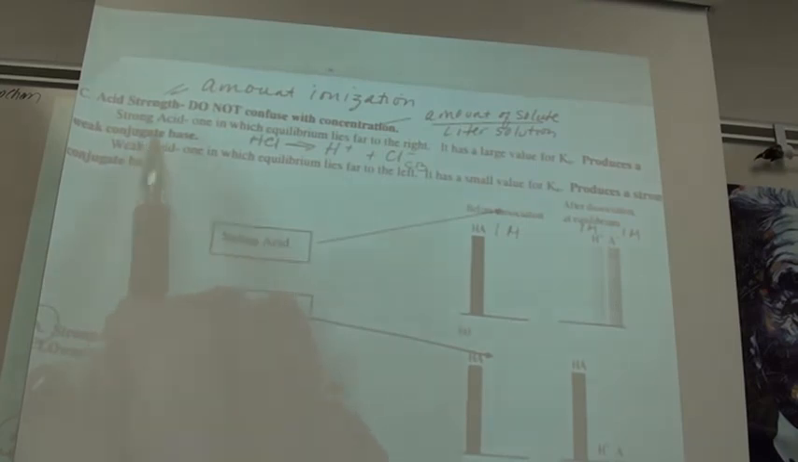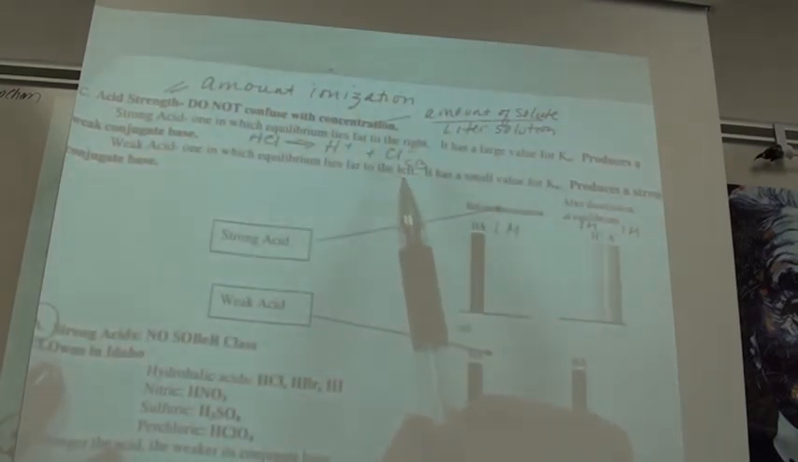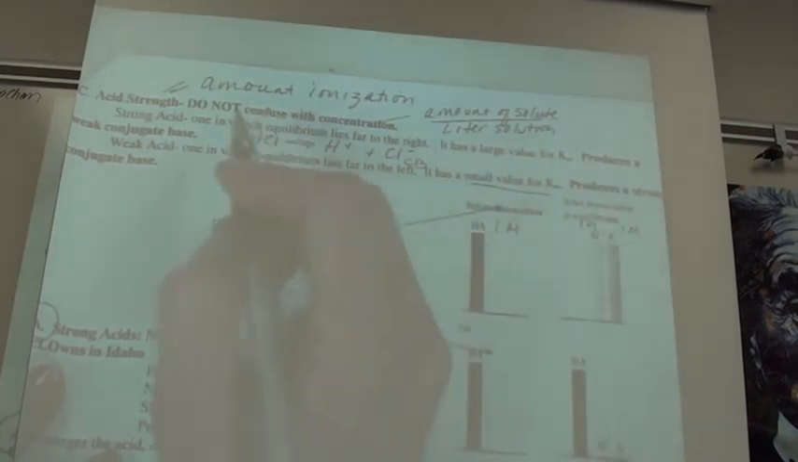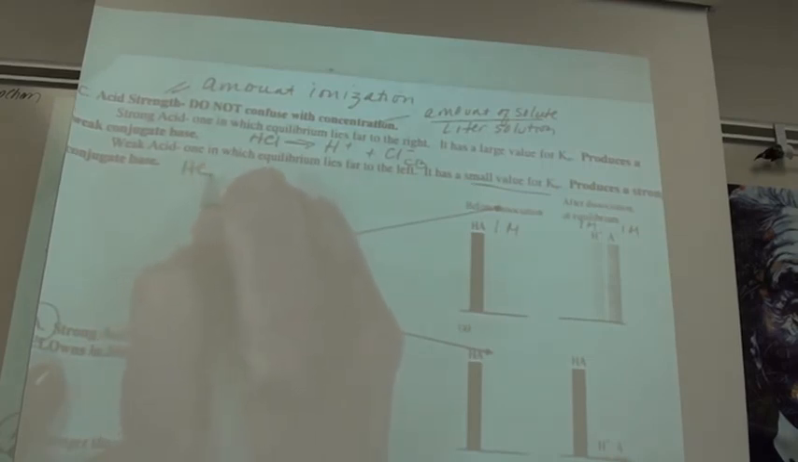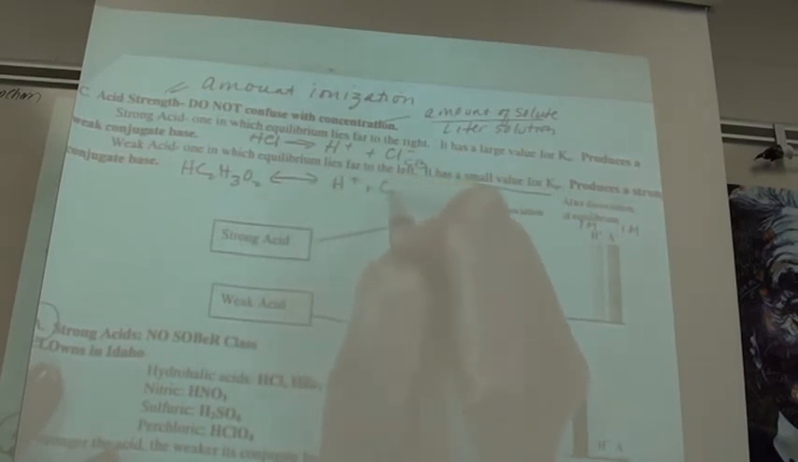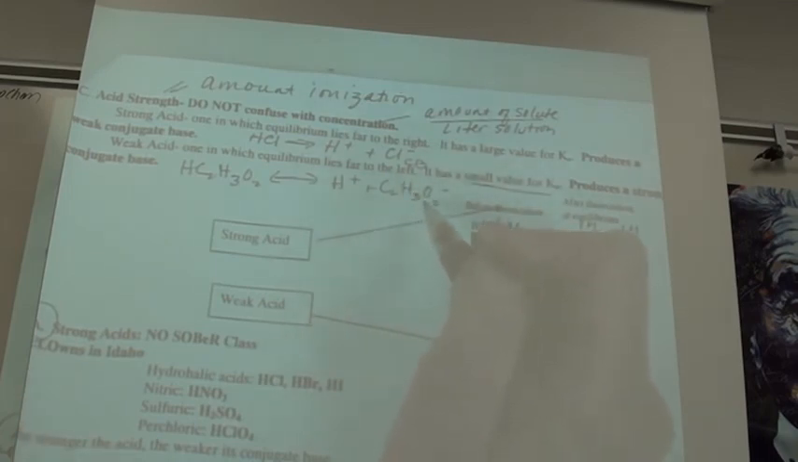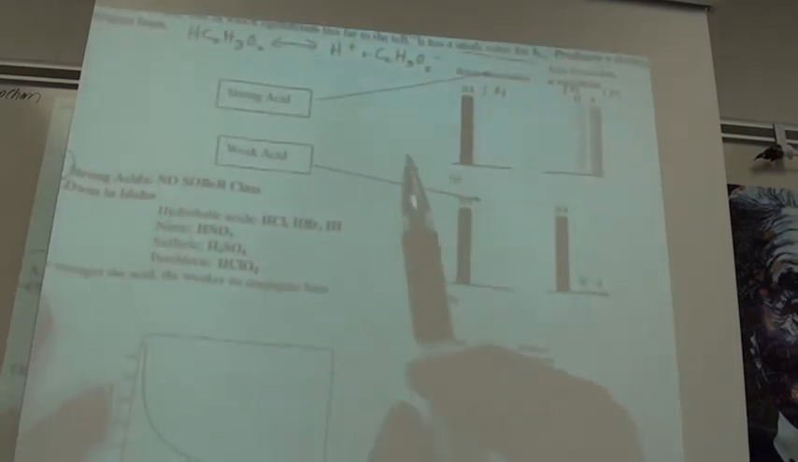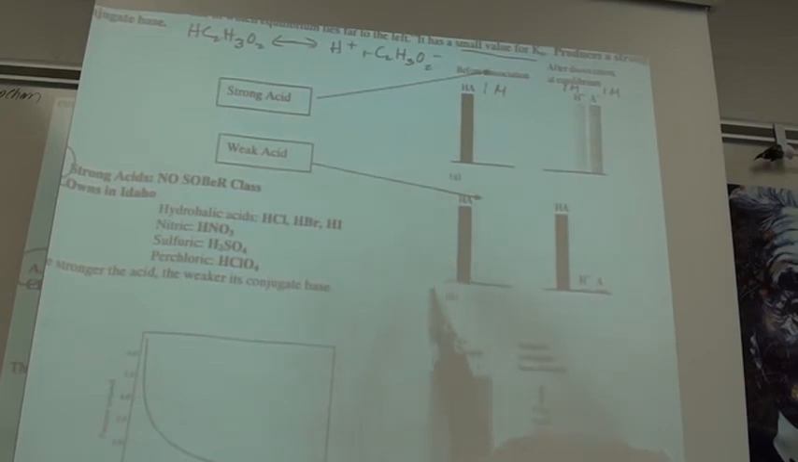A weak acid is one in which the equilibrium lies far to the left, and it has a very, very small value for Ka. A weak acid produces a strong conjugate base. This conjugate base is able to pull a proton to make the acid again. If you look at the weak acid here, this is the way it dissociates. So at equilibrium, you have way more of the acid, or the reactants, than you do of the products.